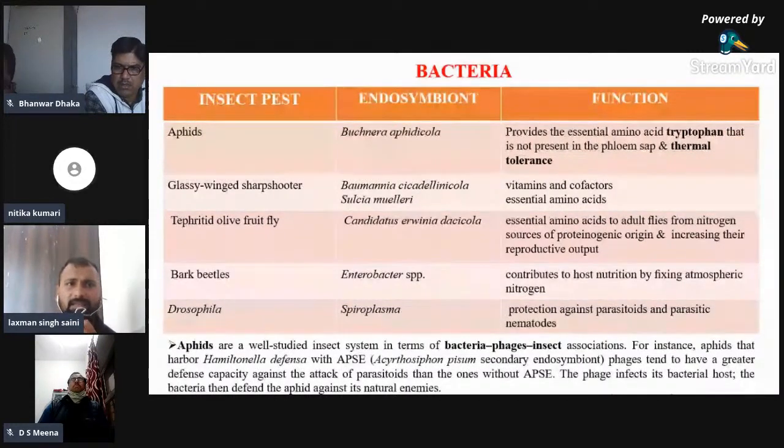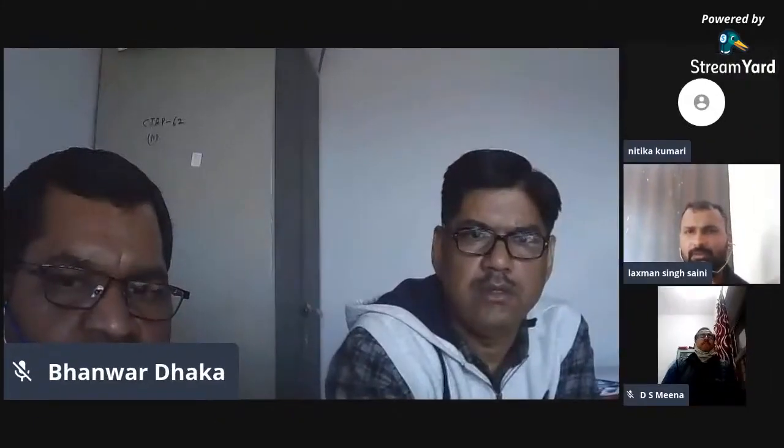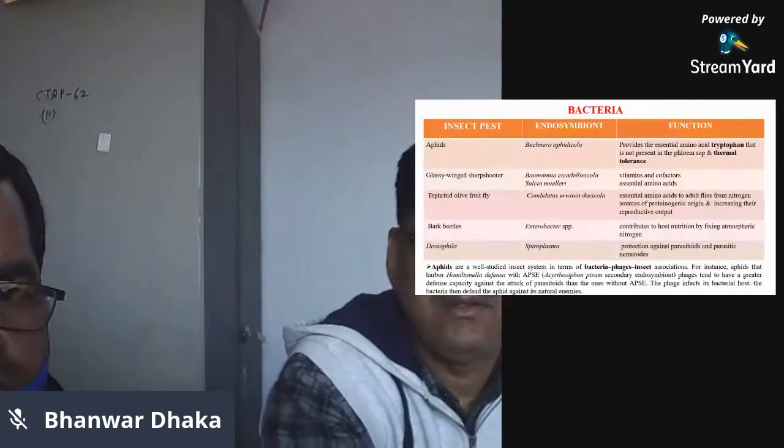Next one is the glassy-winged sharpshooter. Endosymbionts are Baumannia cicadellinicola and Sulcia muelleri. Function: vitamins, cofactors and essential amino acids. Next one is the tephritid olive fruit fly. Endosymbiont: Candidatus Erwinia dacicola. Function of the endosymbiont is to provide essential amino acids to the adult fly from nitrogen sources of proteinaceous origin and increase their reproductive output.